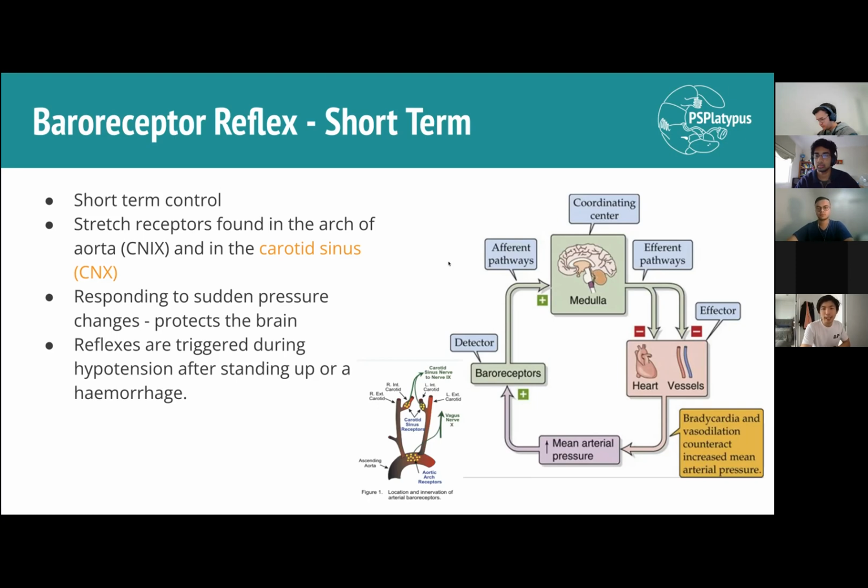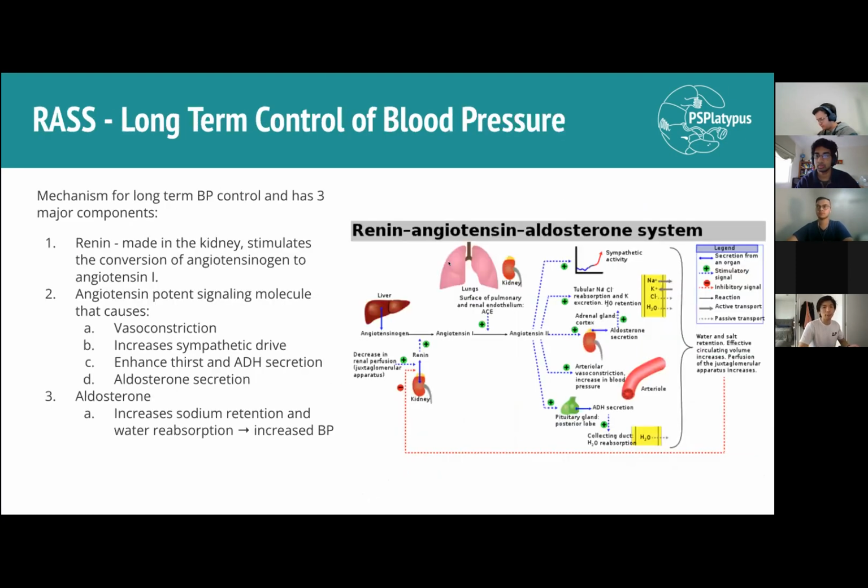All right, and then the next one is our long-term control of blood pressure. The previous one is seconds to minutes, and that's just a control for if there's a sudden increase and it's trying to prevent the brain from basically exploding. The long-term control of blood pressure is determined by the RAS system, or the renin-angiotensin-aldosterone system, and it's comprised of three parts, basically in the name. You've got your renin, your angiotensin, and aldosterone.